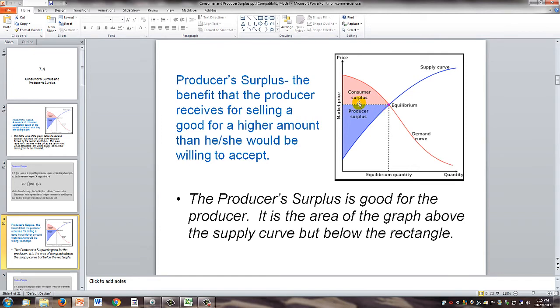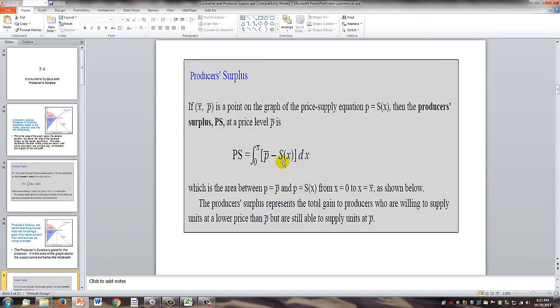So they got more for their product than they were willing to take. This is called the producer surplus. Notice that the formula switches a little bit. The producer surplus is the integral from 0 to q bar, that's the same, of p bar, which the antiderivative of p bar is p bar x, and if you plug x bar in, you get p bar x bar.